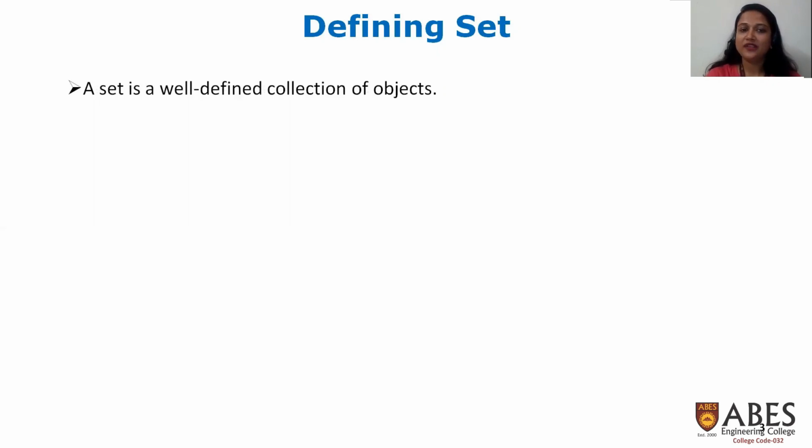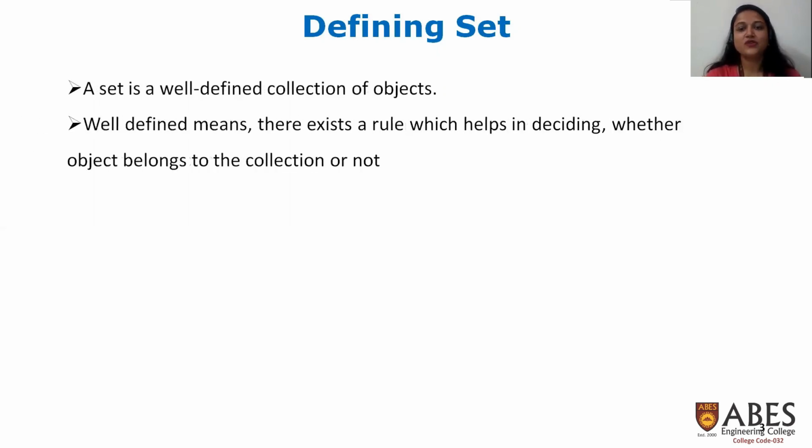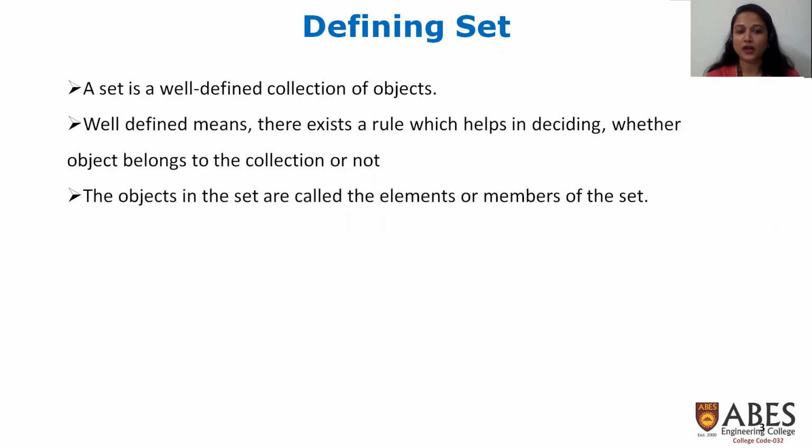It's a well-defined collection of objects. Here well-defined means we want to create a rule by which we can decide whether a given object belongs to that collection or not. In other words, we want to create a common behavior or common property on the basis of which we can find out whether the object belongs to that group or not.